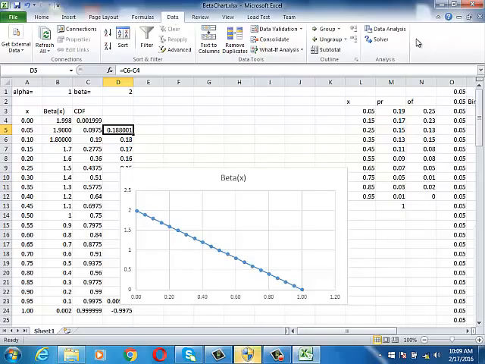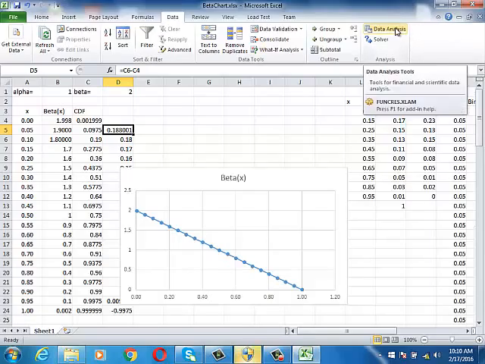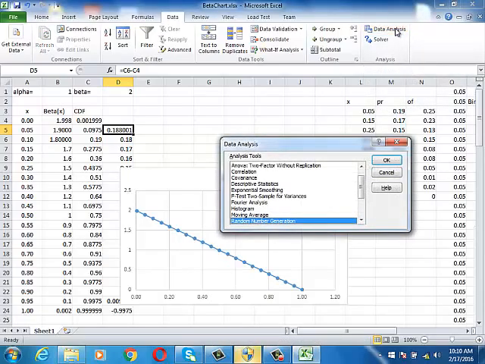If you do it on your own, you might not find data analysis because this has to be installed from the add-in. Does everybody know how to do that? Yes. Okay, so then I don't need to show how to do that. So we go into data analysis and we want to do random number generation.